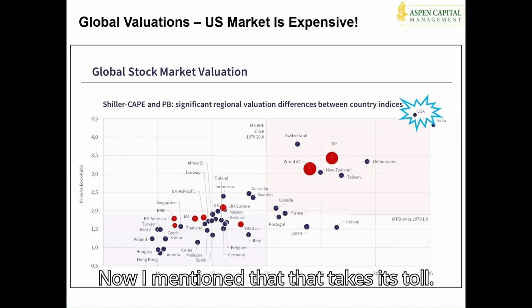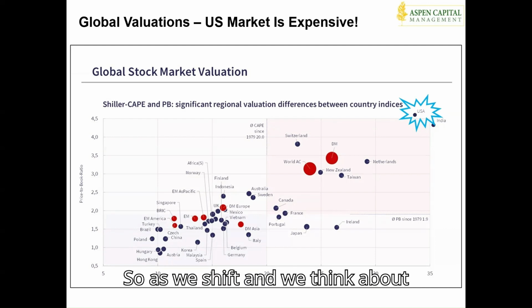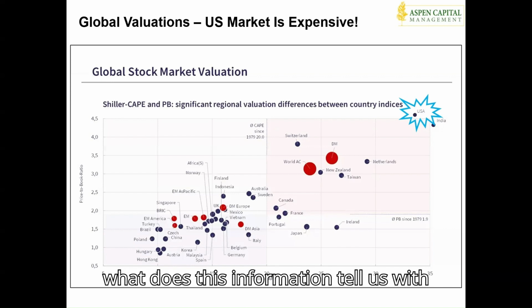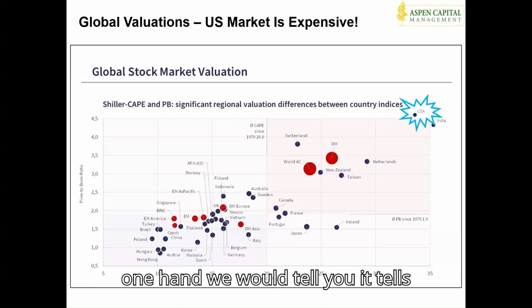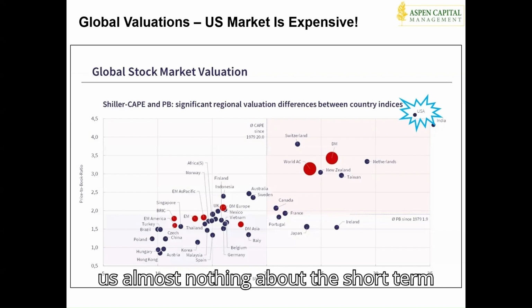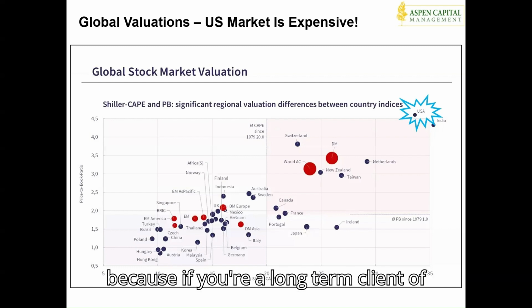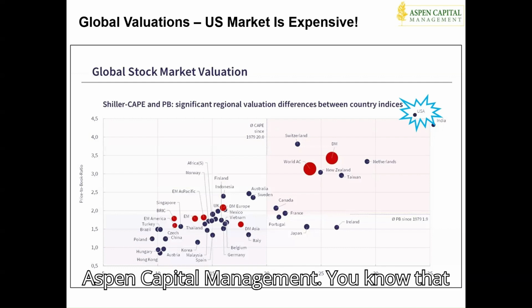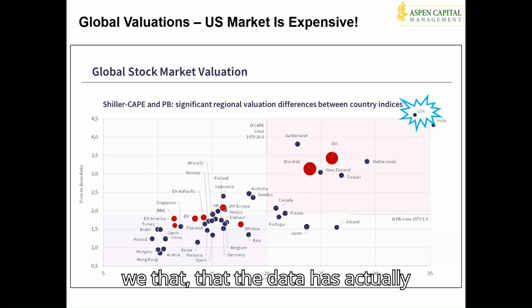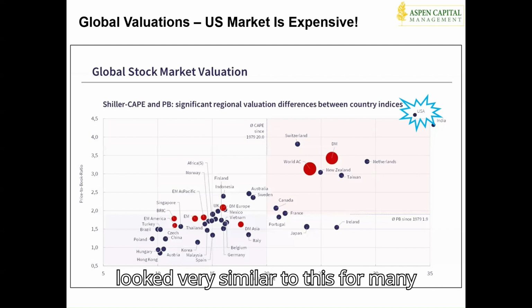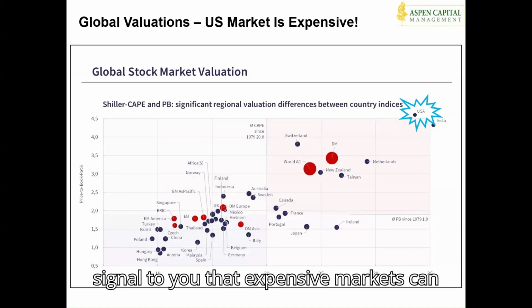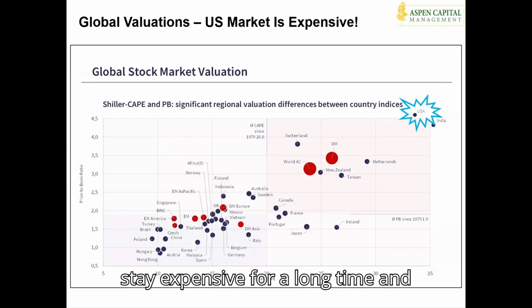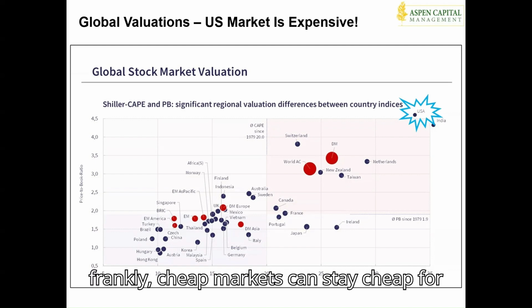Now, I mentioned that takes its toll. So as we shift and think about what this information tells us with respect to future expected returns, on one hand, we would tell you it tells us almost nothing about the short term. Because if you're a long-term client of Aspen Capital Management, you know that the data has actually looked very similar to this for many years over the past, right? Which is a signal to you that expensive markets can stay expensive for a long time. And frankly, cheap markets can stay cheap for a long time.